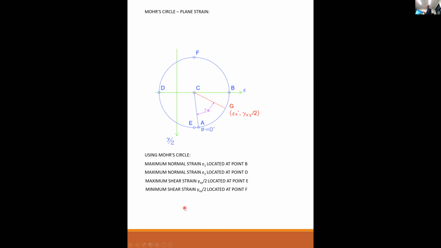Really exactly the same concept, same procedure as for plane stress. You just have to remember that instead of tau, you have gamma over 2. Instead of sigma, you have epsilon.